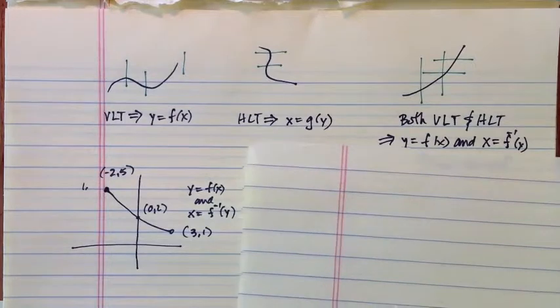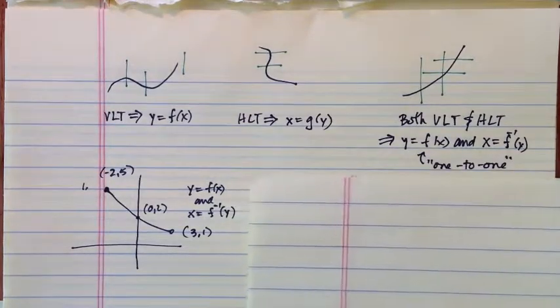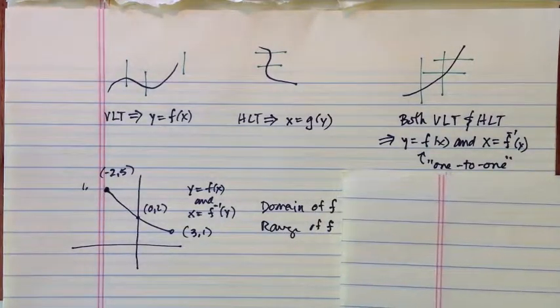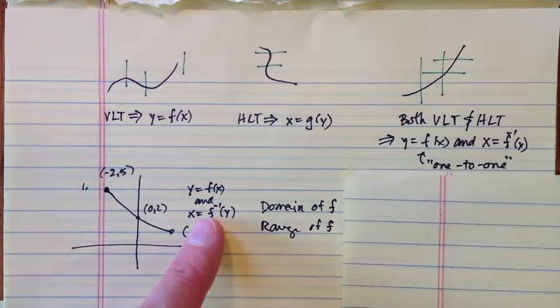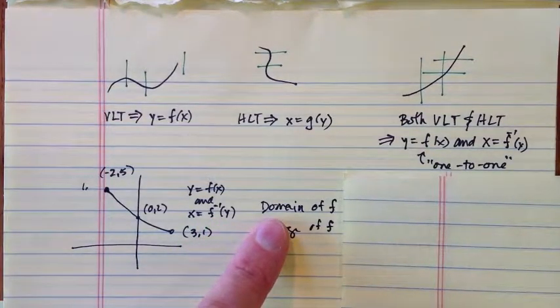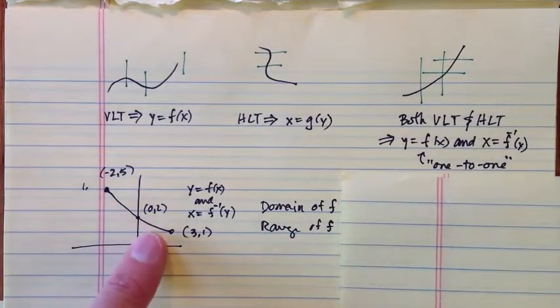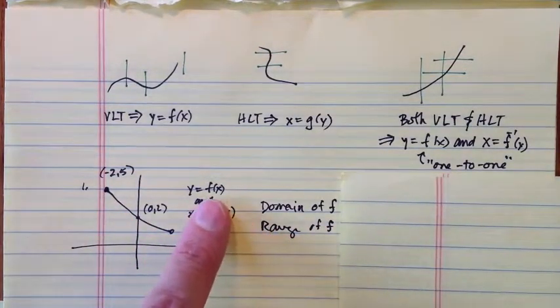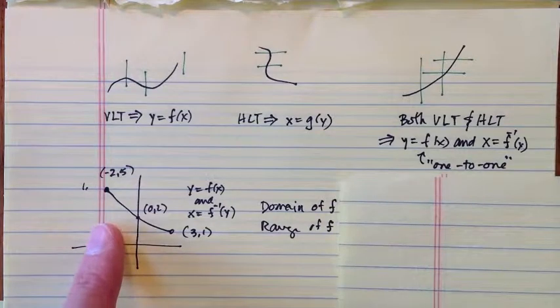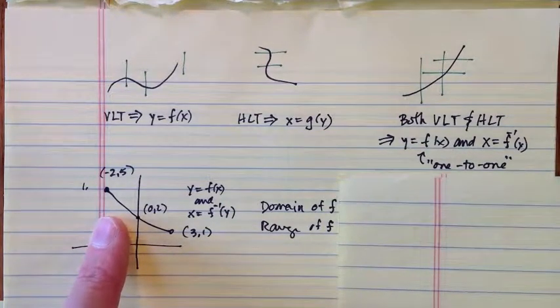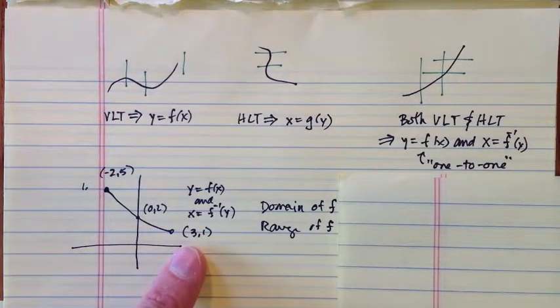What are the domains and ranges of these two functions? Let's first think about f. The domain of f, those are its inputs. Domain means the set of inputs. And the inputs for f, I can see on this curve, because the inputs for f are x. The x's on this curve go from -2 to +3.